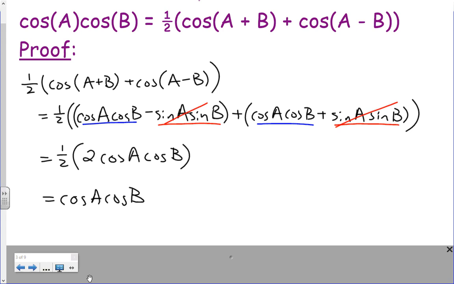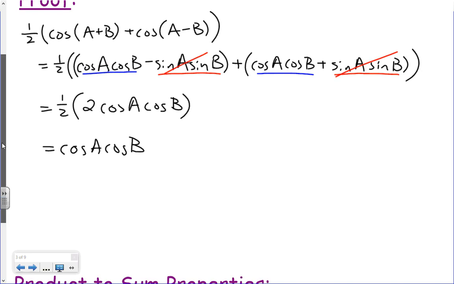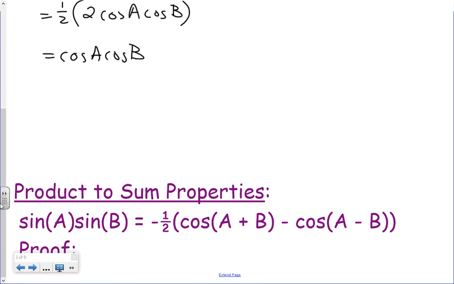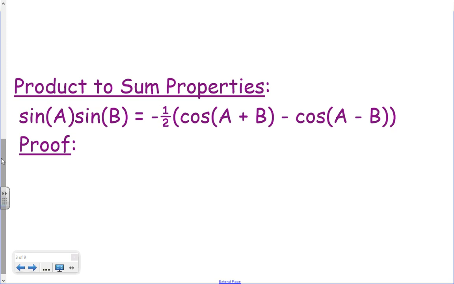So there's our property. You can rewrite a product of cosine of A times the cosine of B as 1/2 the sum of cosines. All right, the next property, I guess I should say, is this one right here. And like I said, I'm going to forego the proof of this because the proof is going to be basically the same here. It's basically the same process there.